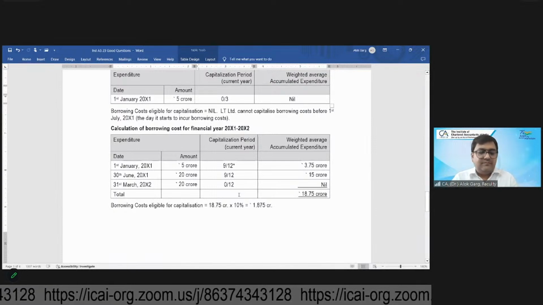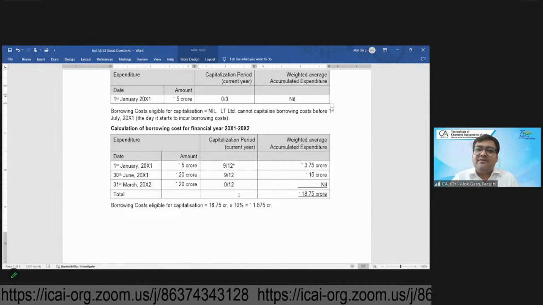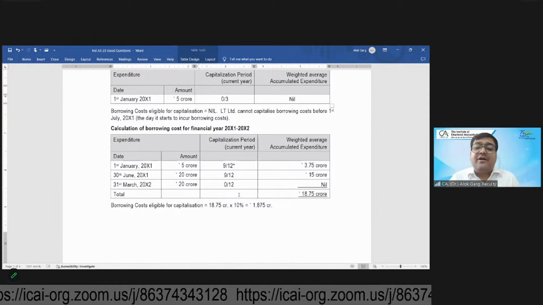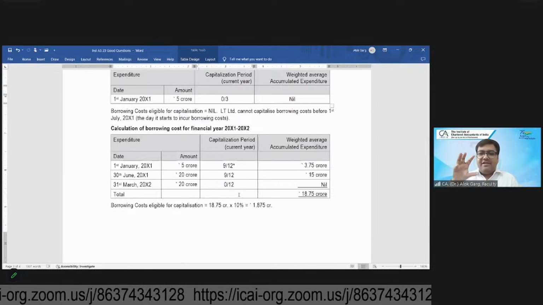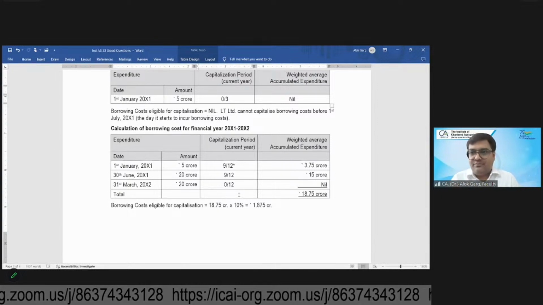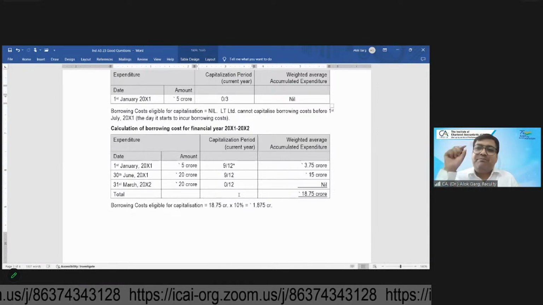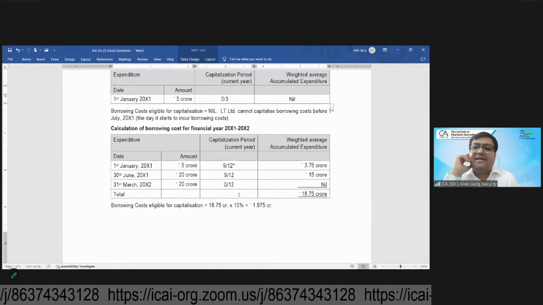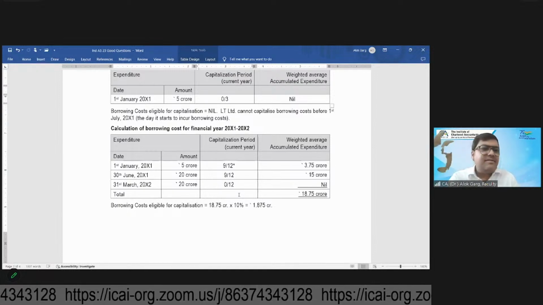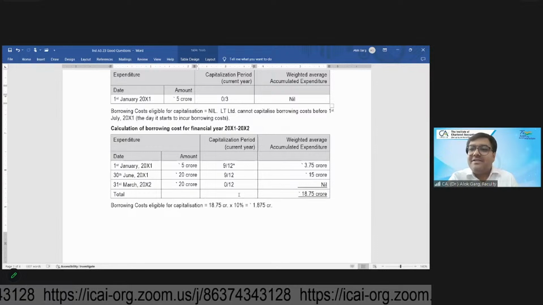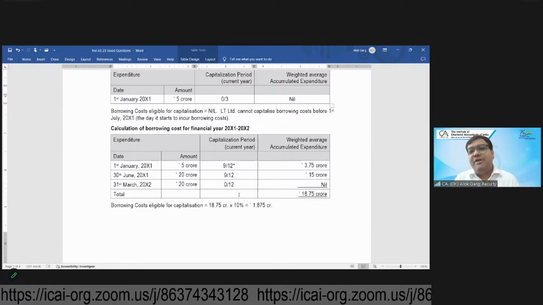Friends, the borrowing has been taken on 1st July 20x1. So in the financial year 20x1-x2, what is the period for which the company has to pay the interest cost? 9 months, from 1st July to 31st March. Up to 30th June there was no borrowing, so there was no interest cost either.